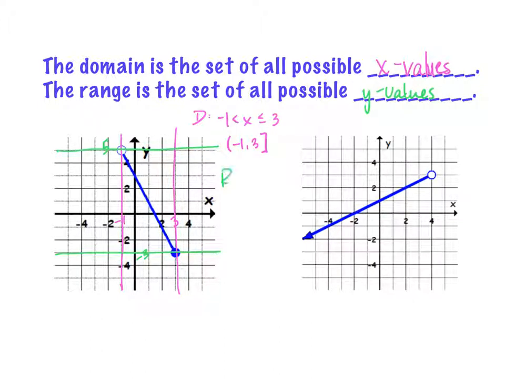So the range here is going to go from -3, included because of this closed circle, -3 is less than or equal to y, which is less than 5. Also in interval form, [-3, 5) with a parenthesis.